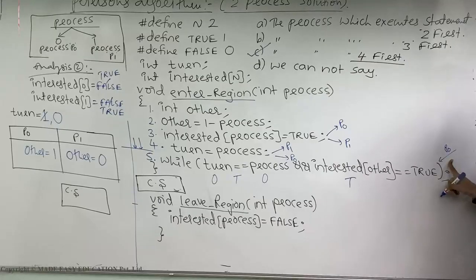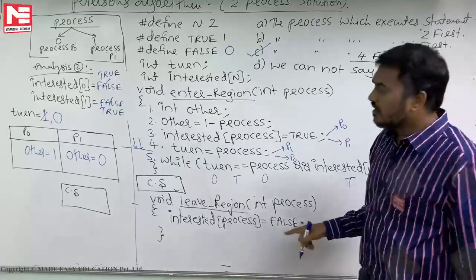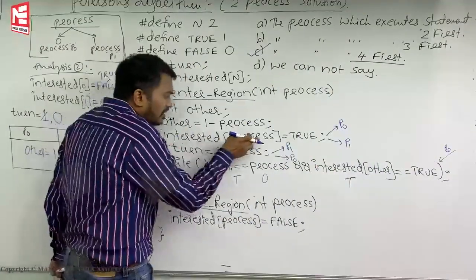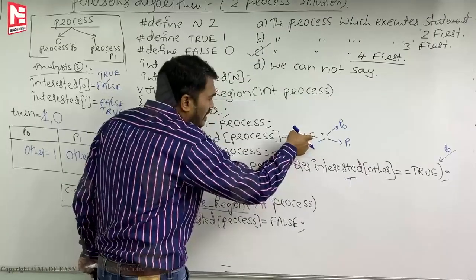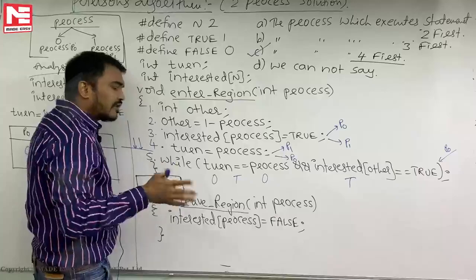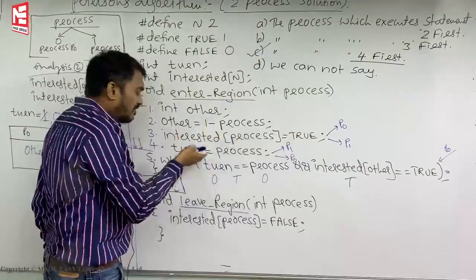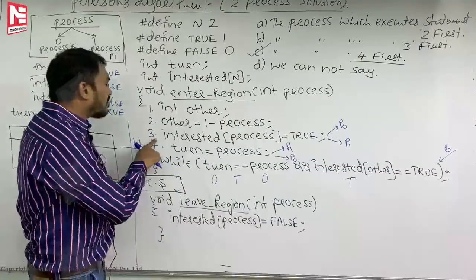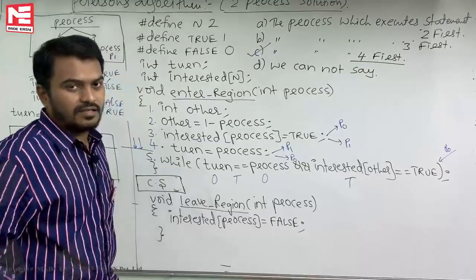See what happened now? What did you understand? For P0, both conditions are true here, so P0 will stop there. Remember, P0 executed statement 3 first, but P0 is not entering the critical section. It means there is no role of statement 3. Statement 3 has no meaning.